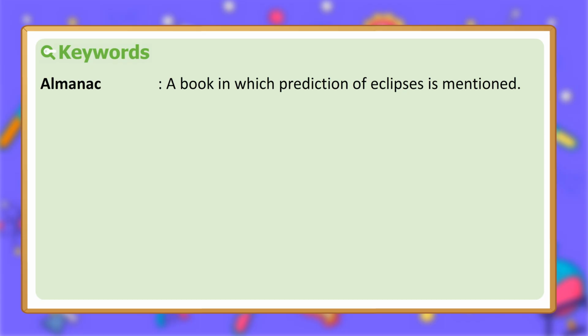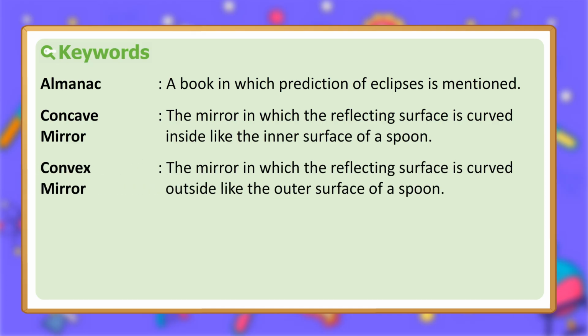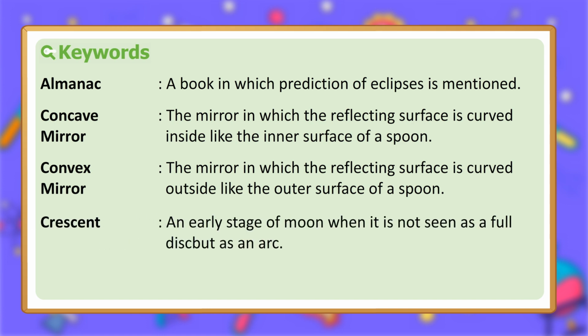Keywords. Almanac: a book in which prediction of eclipses is mentioned. Concave mirror: the mirror in which the reflecting surface is curved inside like the inner surface. Convex mirror: the mirror in which the reflecting surface is curved outside like the outer surface. Crescent: an early stage of the moon when it is not seen as a full disk but as an arc.